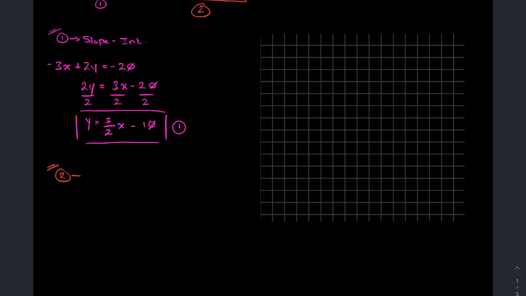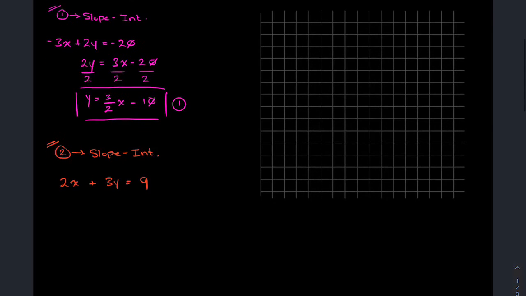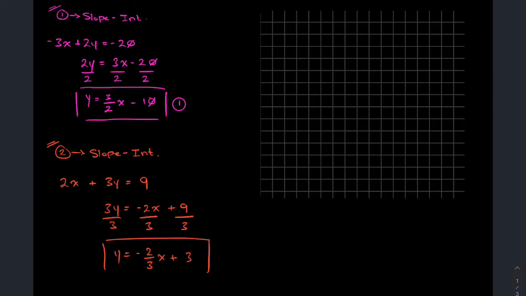So we got equation 2, and what do we got here? We got 2x plus 3y equals 9. All right, so I'm going to move that 2x to the other side by subtracting it, and I'm going to divide everything by 3. So we get y equals negative 2 over 3x plus 3. And here is number 2 in slope-intercept form, right? And we know how to graph these.